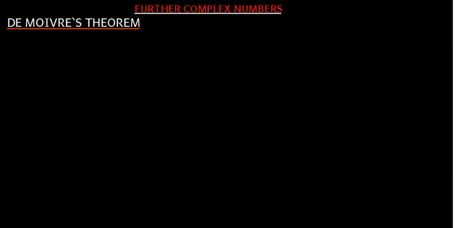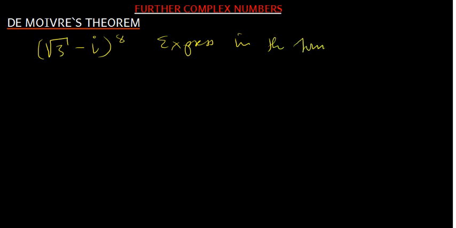Now let's look at some things about De Moivre's theorem. We see how it is applied and how we are able to simplify expressions. How can we simplify some complex numbers using De Moivre's theorem? Let's consider the complex number root 3 minus i, to the power 8. Say they are asking us to express it in the form a plus ib.